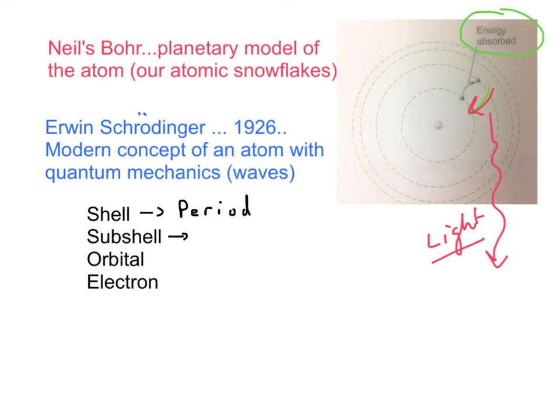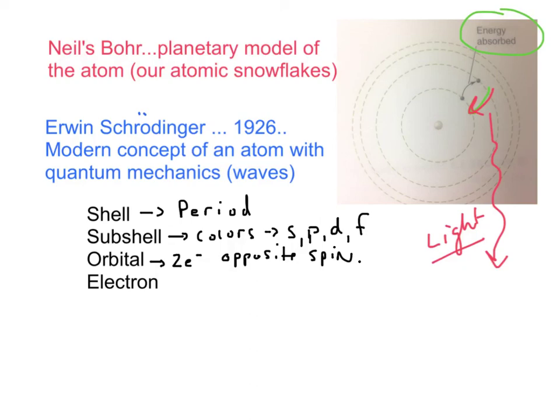The subshell is the colors, and the colors represent the S, the P, the D, and the F, and these are the subshells. The orbitals are how many groups of 2, so they can hold 2 electrons, but they have to be opposite spin. We'll talk about that a little bit more in a bit. And then the electron, of course, is just that, an electron. So every electron is shown.